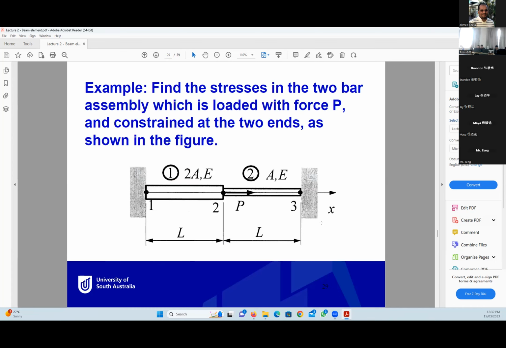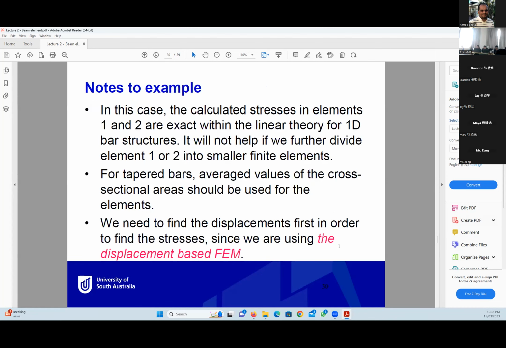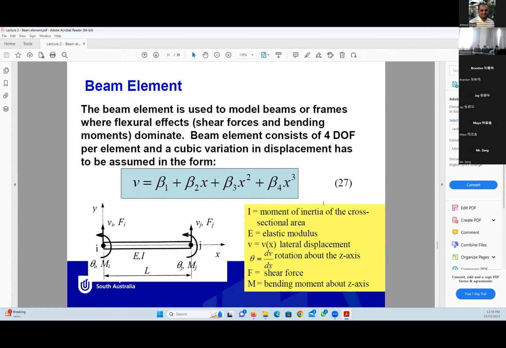Okay, this is an example of the truss element. We need to find the stresses in a two-bar assembly, which is loaded by a force P concentrated at the two ends, as shown in the figure. Okay, this will be an example we will solve together today, but I will leave it to the last part of the session, to apply on the bar element. So we'll just delay it for a bit.